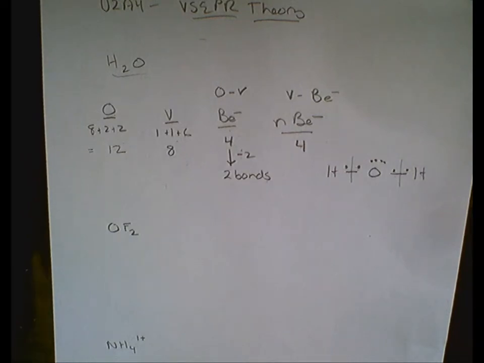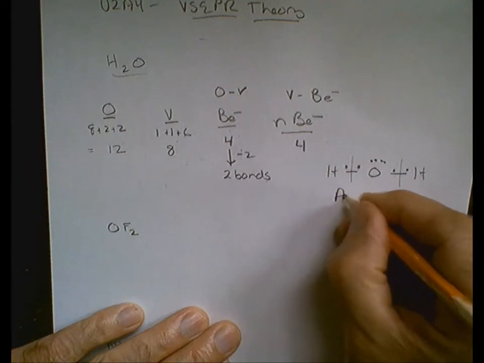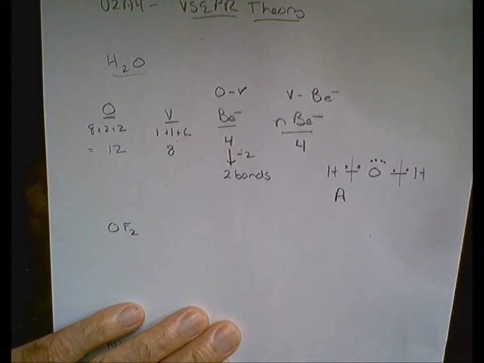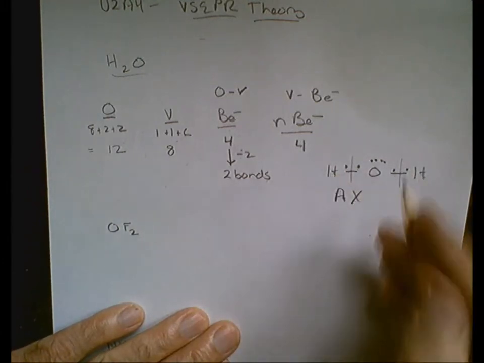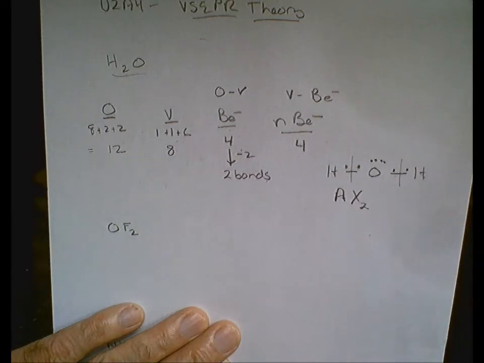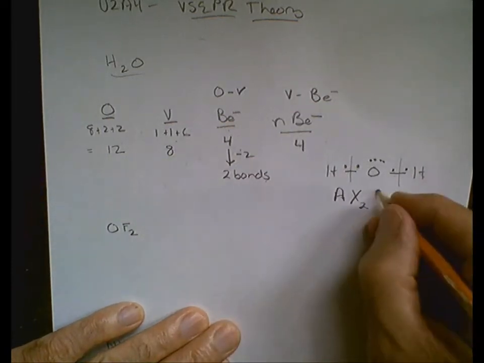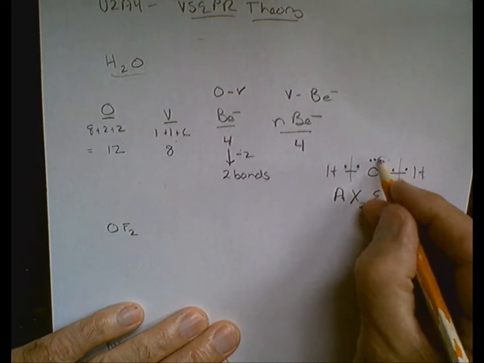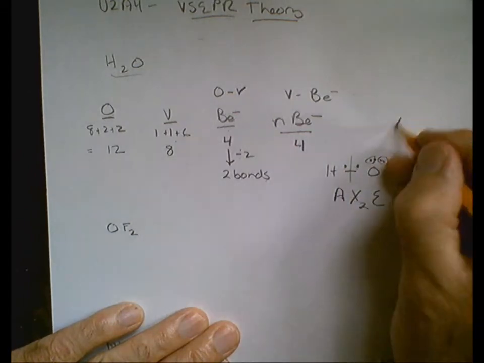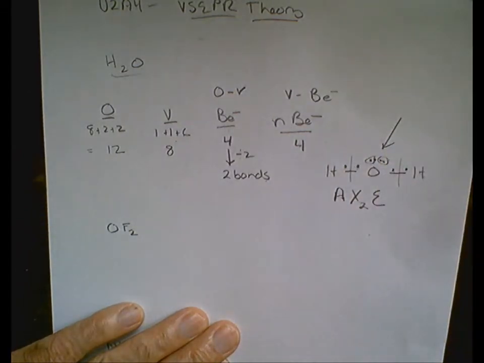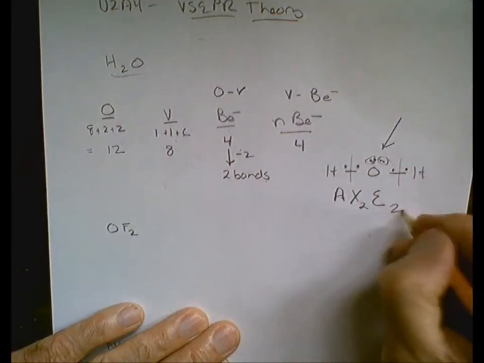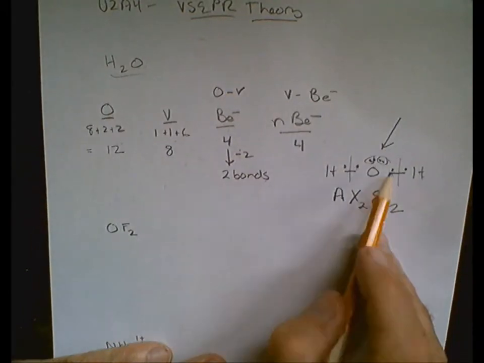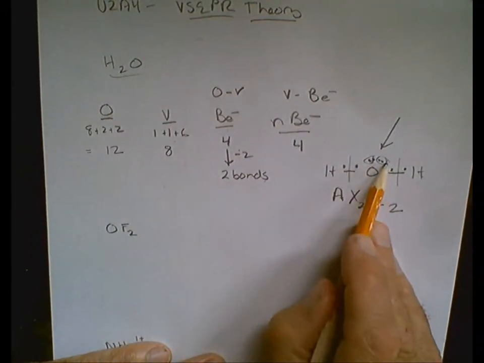Now we're going to do something called AXE designation. There's one central atom, oxygen. That's the A. There are 2 side atoms. That's the X, AX2. The E is the number of pairs of non-bonding electrons on the central atom only. So we're only looking at these pairs that are on the oxygen. There are 2 pairs. The most common mistake is for people to say, well, there's 4. No, there's 2 pairs.